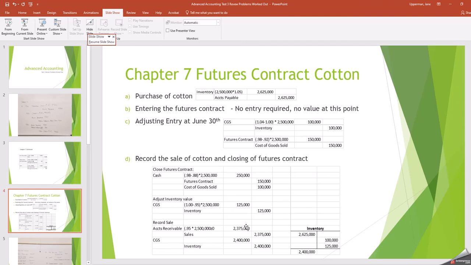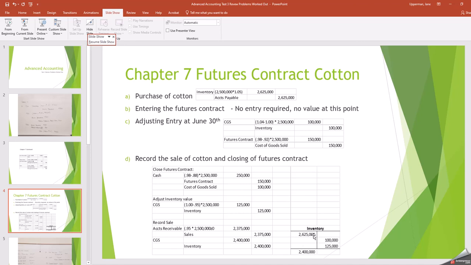Then we actually sell the cotton. So we set up an accounts receivable for the 95 cents, again, what that closing price is on that day, or the spot rate on that day. So we'll get $2,375,000 in sales, set up that receivable. And then to figure out how much you are going to charge off to your cost of goods sold, you have to look at how the inventory is valued. So I've done a little T account.